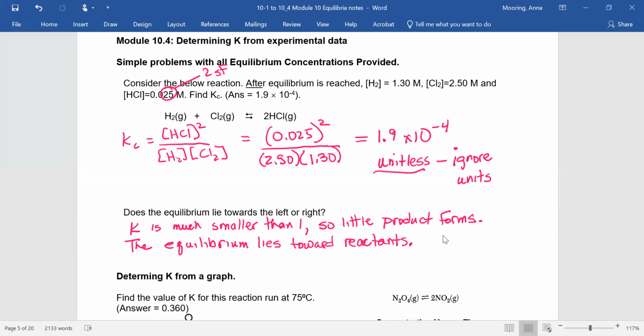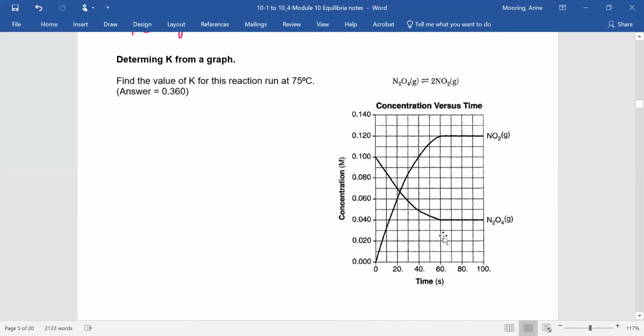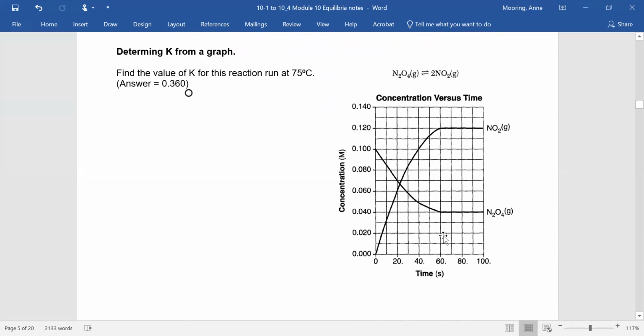Okay, so this is when you're given a concentration straight out. Let's say instead that you are asked to determine K from a graph. Find the value of K for this reaction run at 75 degrees Celsius. There's our reaction here. So first off, let's just write our equilibrium expression. We're talking about molarity, so we're going to write Kc. Kc is going to be NO2 squared over N2O4.